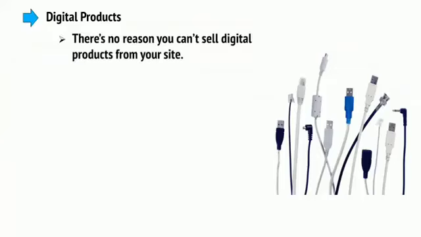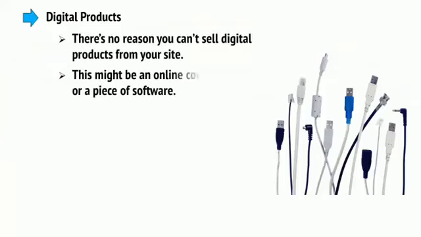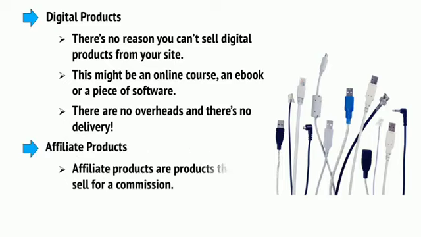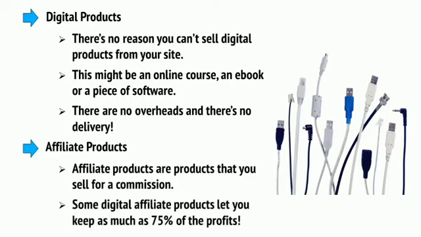There's no reason you can't sell digital products from your site. Now, this might be an online course, an ebook, or a piece of software. There's no overheads and there's no delivery. Affiliate products are products that you sell for a commission. Now, some digital affiliate products let you keep as much as 75% of the profits.